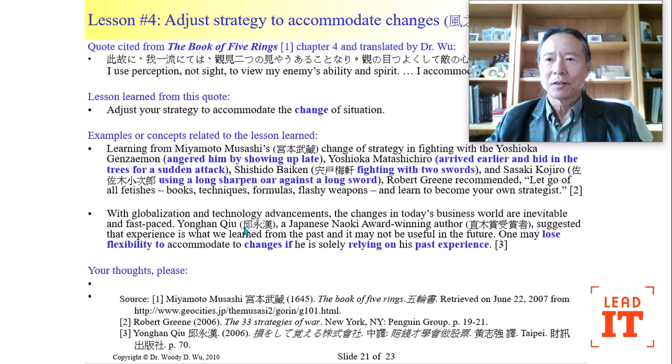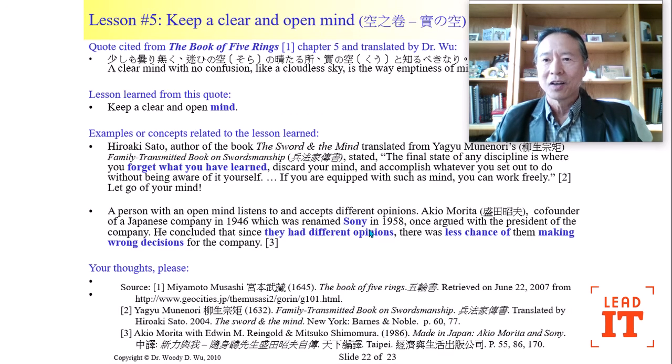Yonghan Chu, the one who published 400 books, said that one may lose flexibility to accommodate changes if he is solely relying on his past experience. Learn new things. Then you can probably also publish 400 books.